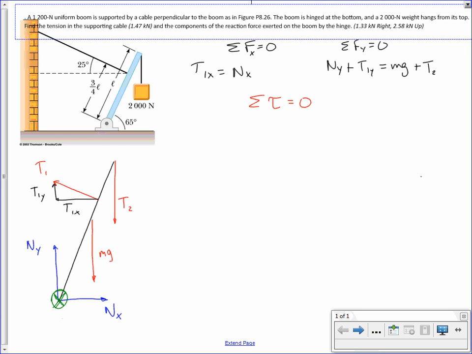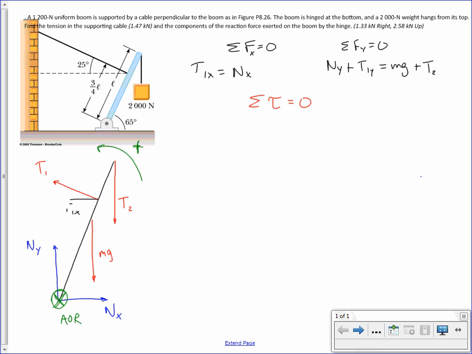Here's our axis of rotation. Let's also pick a positive direction, say this way. I'm actually going to get rid of these components now, and I kind of wish I hadn't. Let me put those back in there. T1x, T1y. I'm also going to define this as my angle theta.